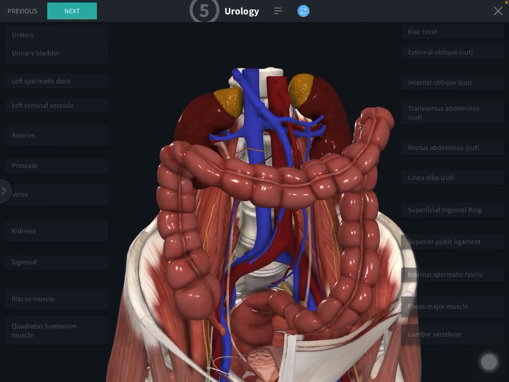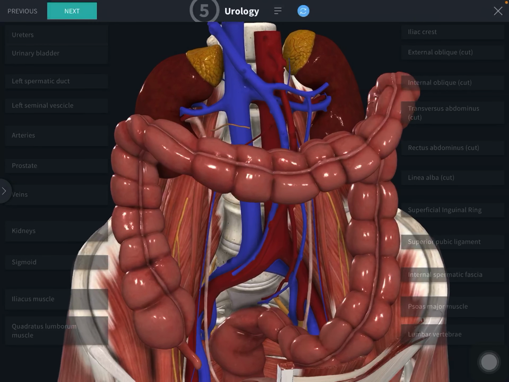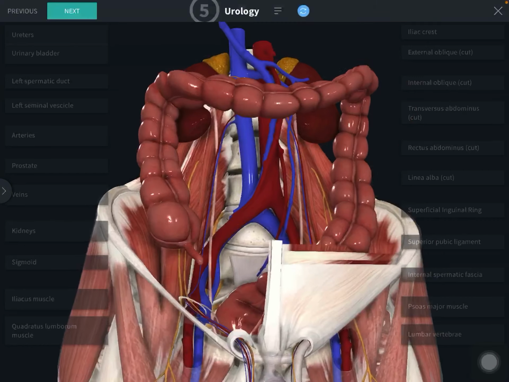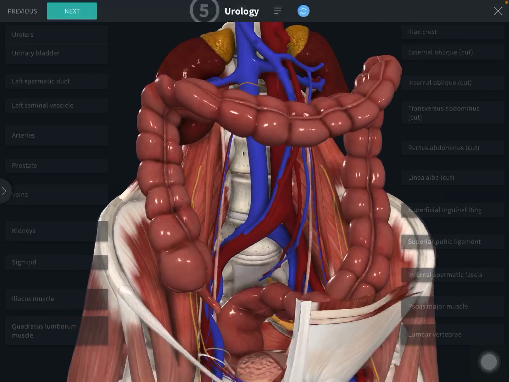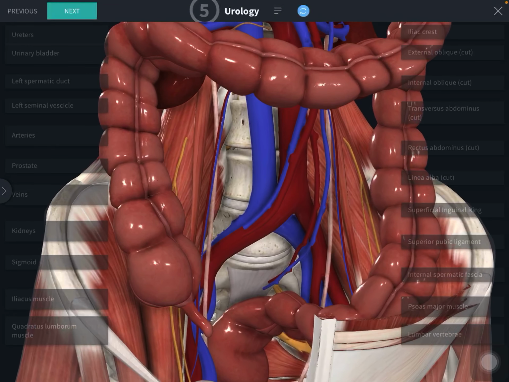Ureters you are seeing in this model as white tube-like structures on both sides from the kidneys. They are a pair of thick-walled cylindrical tubes which convey urine from the corresponding kidney to the urinary bladder. So you are seeing the urinary bladder in the pelvis. Each ureter is about 25 centimeter long, and 3 millimeter in average diameter.